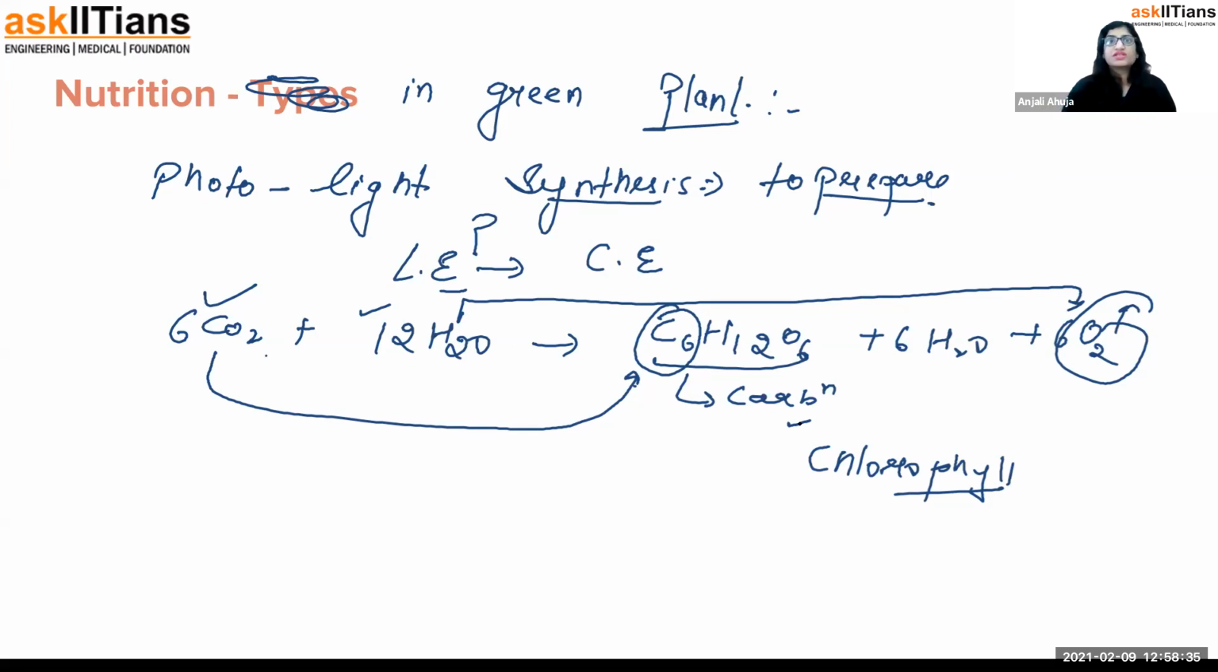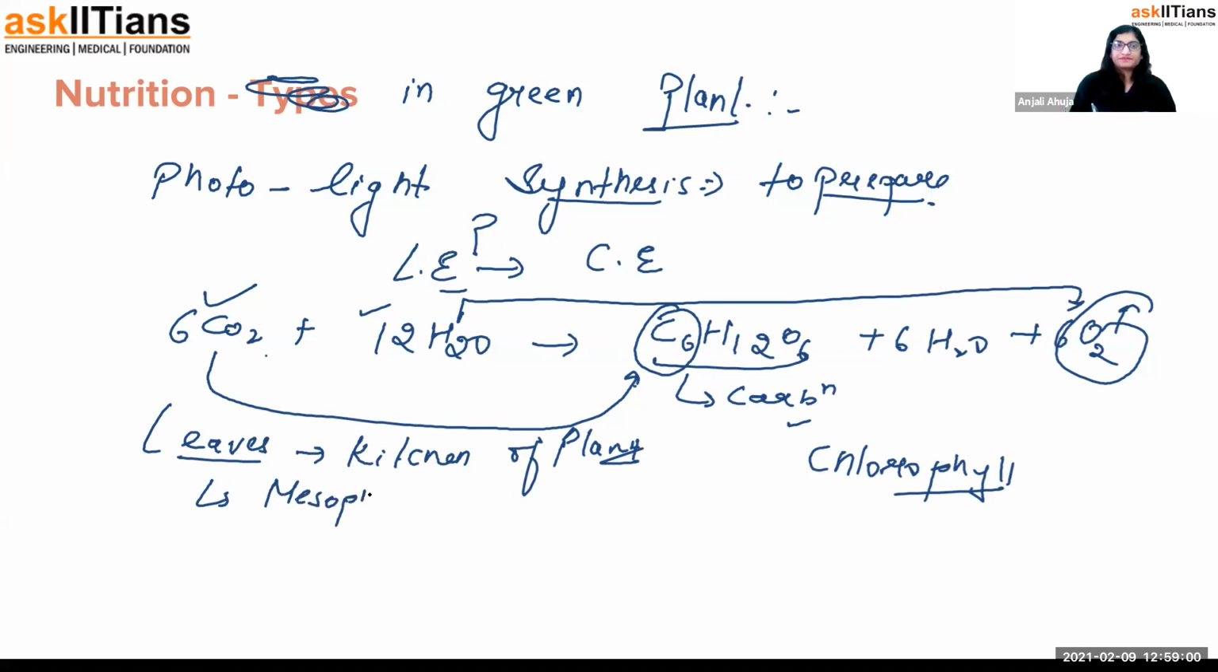Now talking about the leaves, which we call the kitchen of the plant. You know what, guys? Into the leaves, there are certain parenchymatous cells. Parenchymatous, you have learned in the tissues chapter in your last class. There are certain parenchymatous cells present, which are known as mesophyll cells. This is the actual place where photosynthesis happens. Mesophyll cells are like a normal cell, but the chloroplast content in them is so high. They have a lot of chloroplast in them, and this is the place where photosynthesis happens.